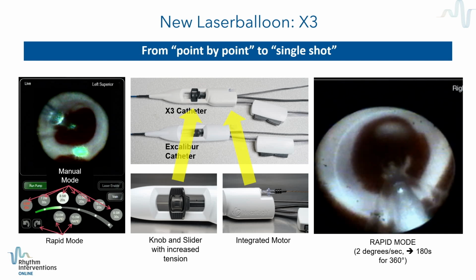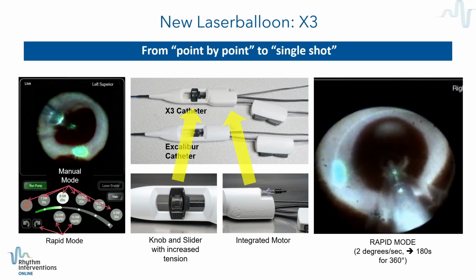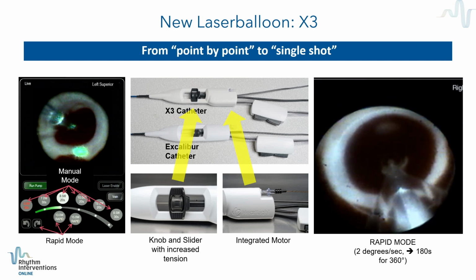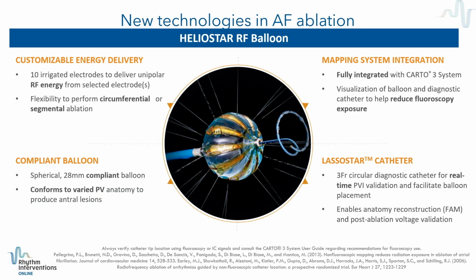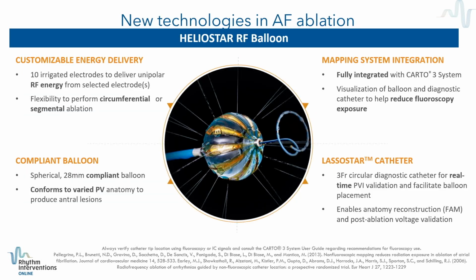It's called X3, and the X3 idea is to move on from point-to-point ablation to almost a single shot application. This is what you see here. You see into the beating heart a 360 view, and you see that the vein can be encircled, and thereby a single shot can be obtained. And using this technique with a motor unit, we could demonstrate that procedure times came significantly down to 50 minutes. And this is, I believe, a potential major step forward for the laser balloon.